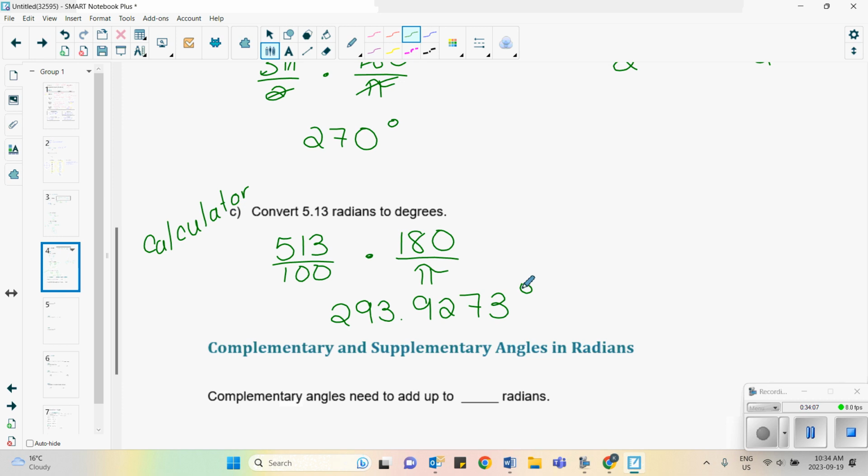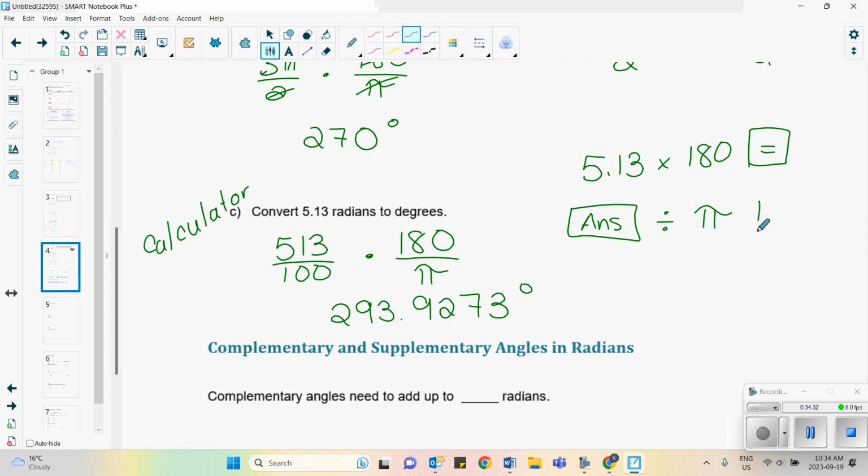Can I see it? How did you do it? Okay, how I did it on my calculator: I did 5.13 times 180. Then I hit the equal sign. And then whatever I got for the answer, my calculator will pull the answer from, and then I use my pi button.